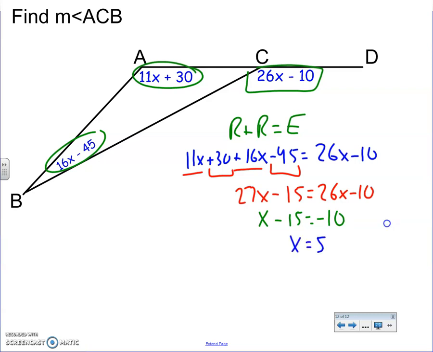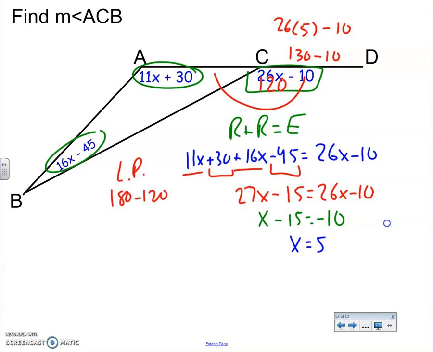Find ACB. Let's plug it in. I'm going to plug into this right side. 26 times 5 minus 10. 26 times 5, let's see what that is. 50, 100, 130. Minus 10. That's 120. Now I can do a linear pair. So that's really just 180 minus 120. That gives me 60. So this is 60 degrees, final answer. Or I could have plugged it into the left angles A and B and then used triangle sum. I still would have got 60 degrees.